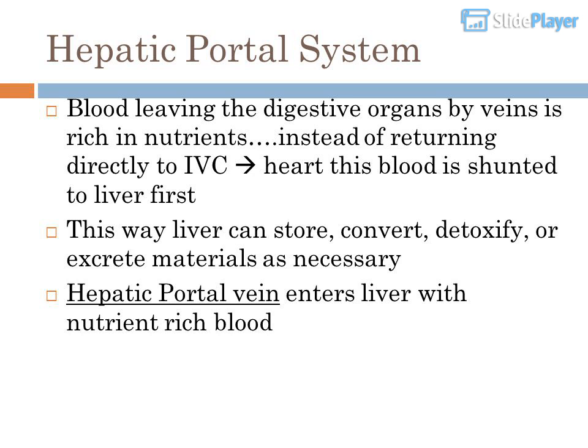Hepatic portal system. Blood leaving the digestive organs by veins is rich in nutrients. Instead of returning directly to the IVC and heart, this blood is shunted to the liver first. This way the liver can store, convert, detoxify, or excrete materials as necessary. The hepatic portal vein enters the liver with nutrient-rich blood.